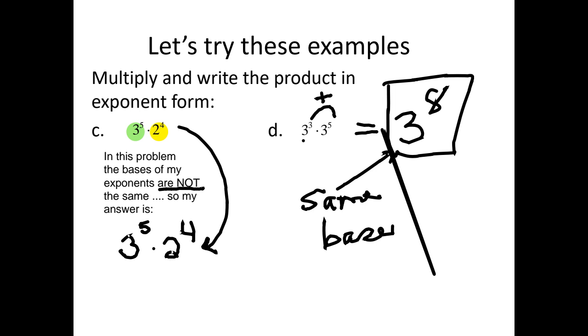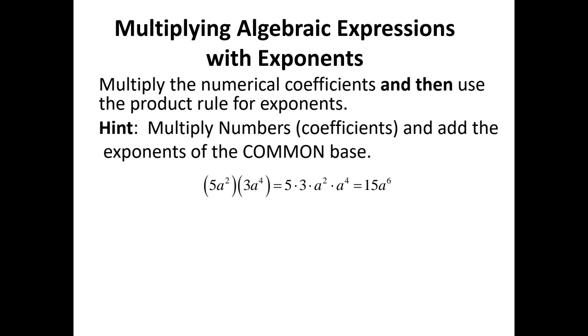Now, this one. Okay. Notice that we are going to multiply the numerical coefficients. That means this 5 and this 3 are going to multiply together to give me 15. The numbers multiply. And then we are going to add the exponents of the common base.